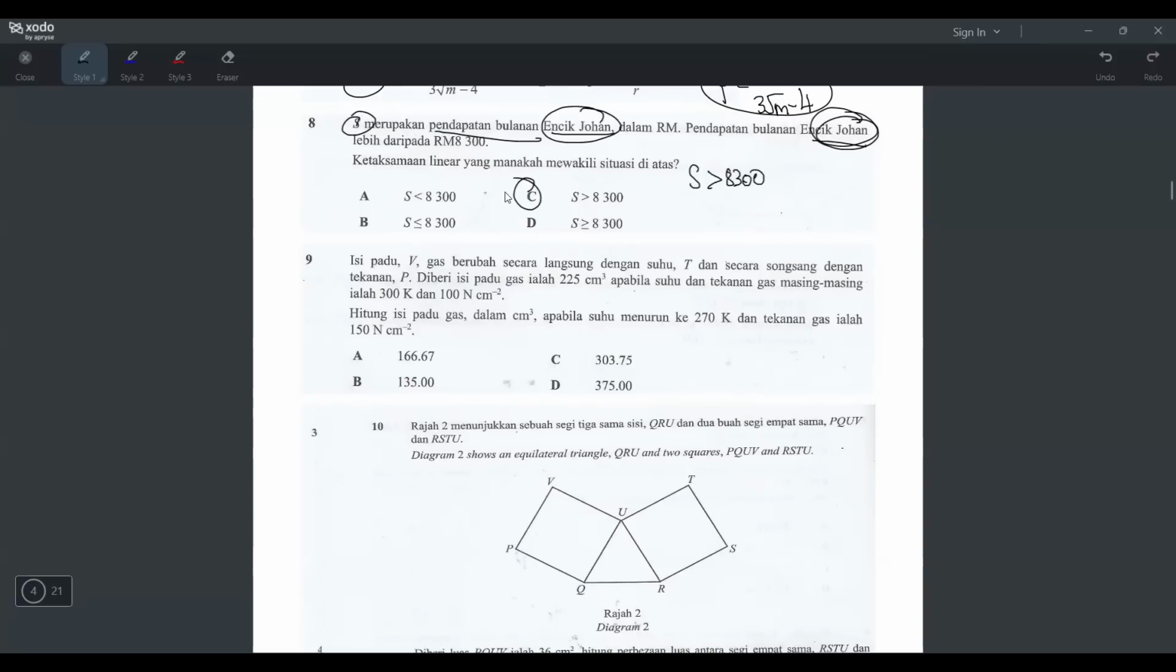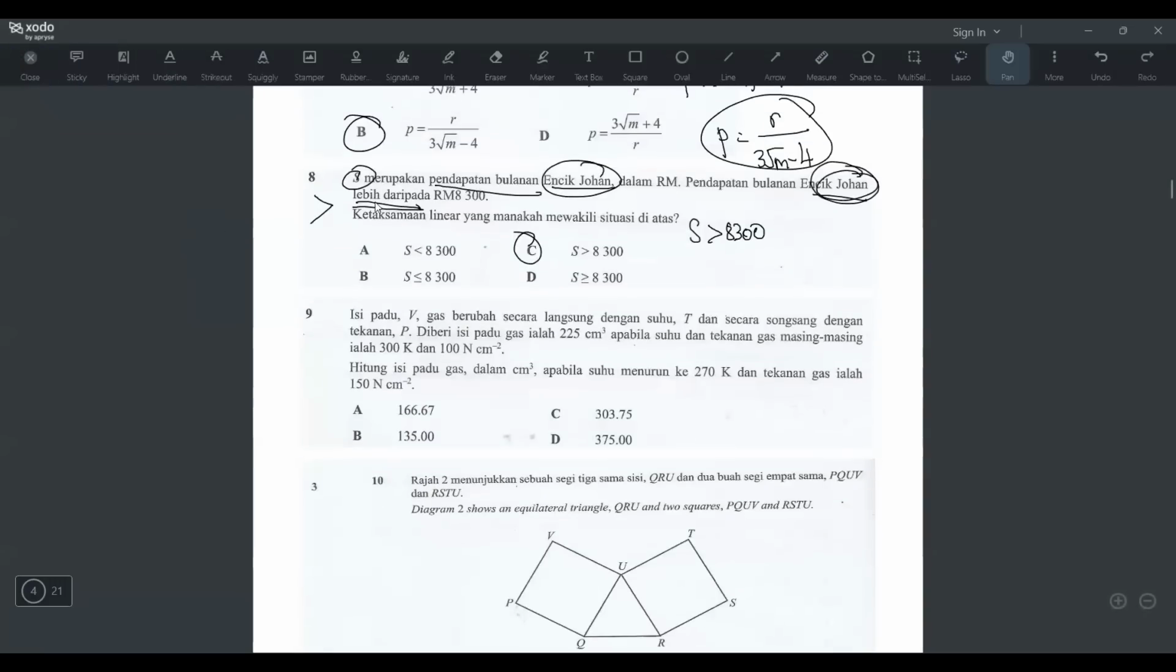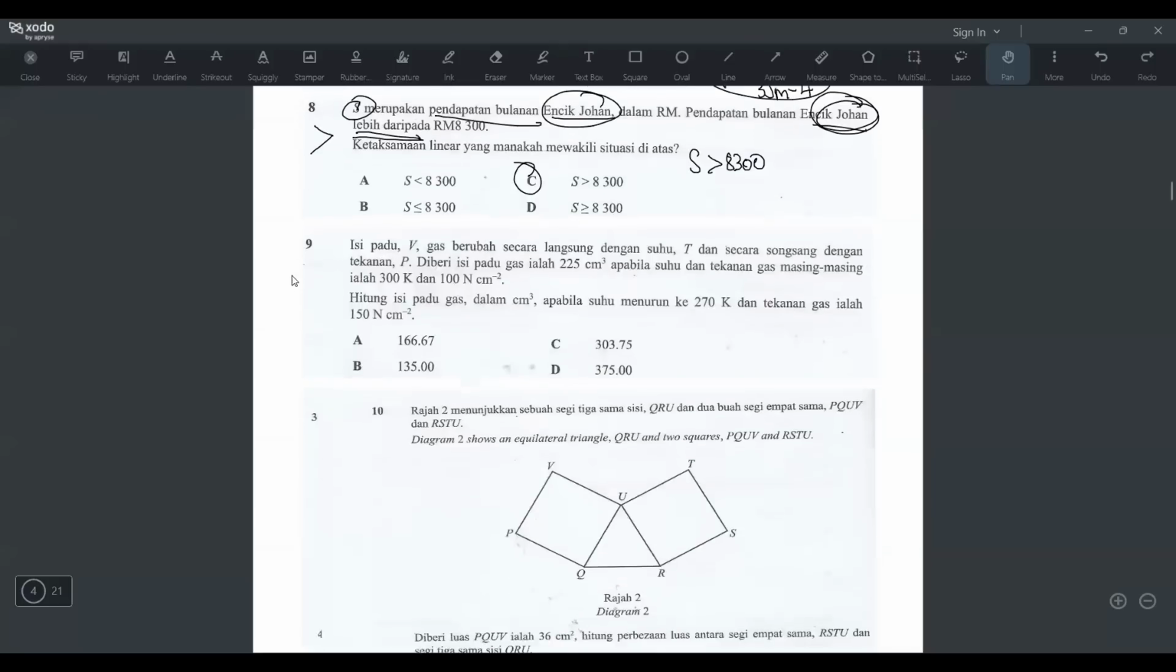It's so easy, right? And also you have to know, kalau dia cakap lebih daripada means more than. More than means the symbol like this. Tak ada line. Alright? Tapi kalau dia cakap at least ataupun not less than, okay, ataupun minimum, then dia ada line bawah lah. Tapi kalau dia cakap lebih daripada, more than, tak ada line. Right? So number 8, that's answer is C.